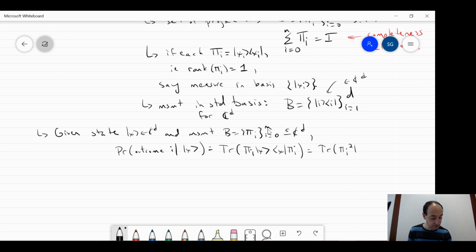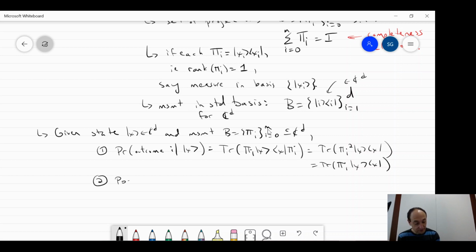Because I live fully in the space that pi 1 projects onto. So I'm just going to move this over, psi, and it's a projector, so I can write it as this. So that's the probability of each particular outcome of my measurement, pi I. So there are two things I need, and the second one is, what is the post-measurement state?